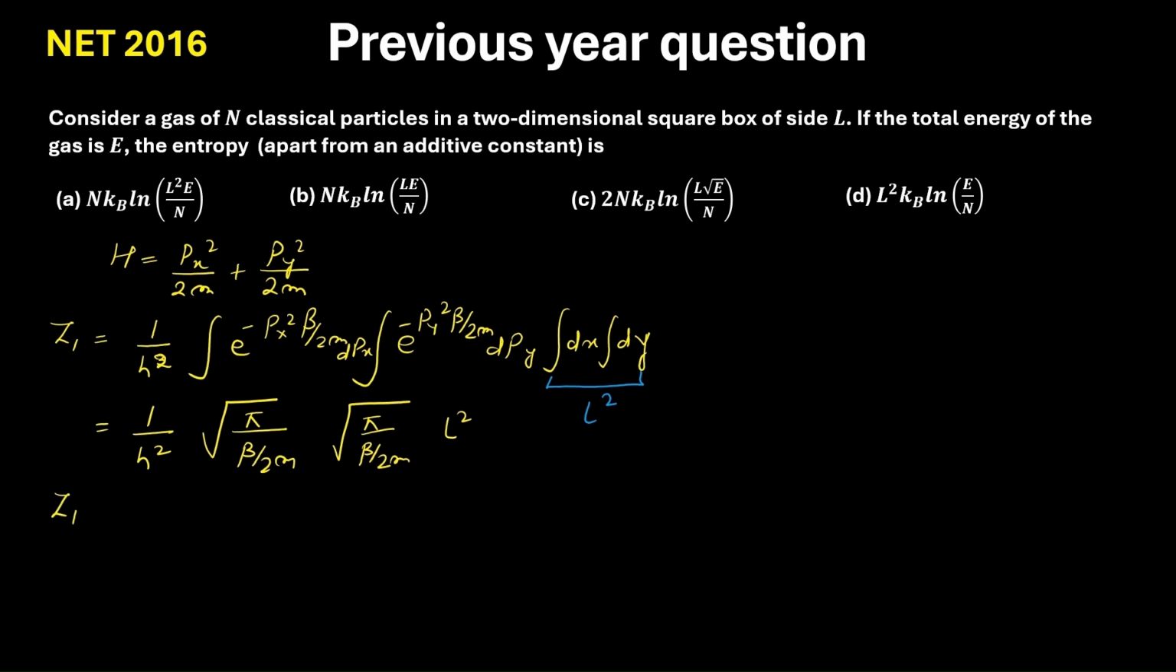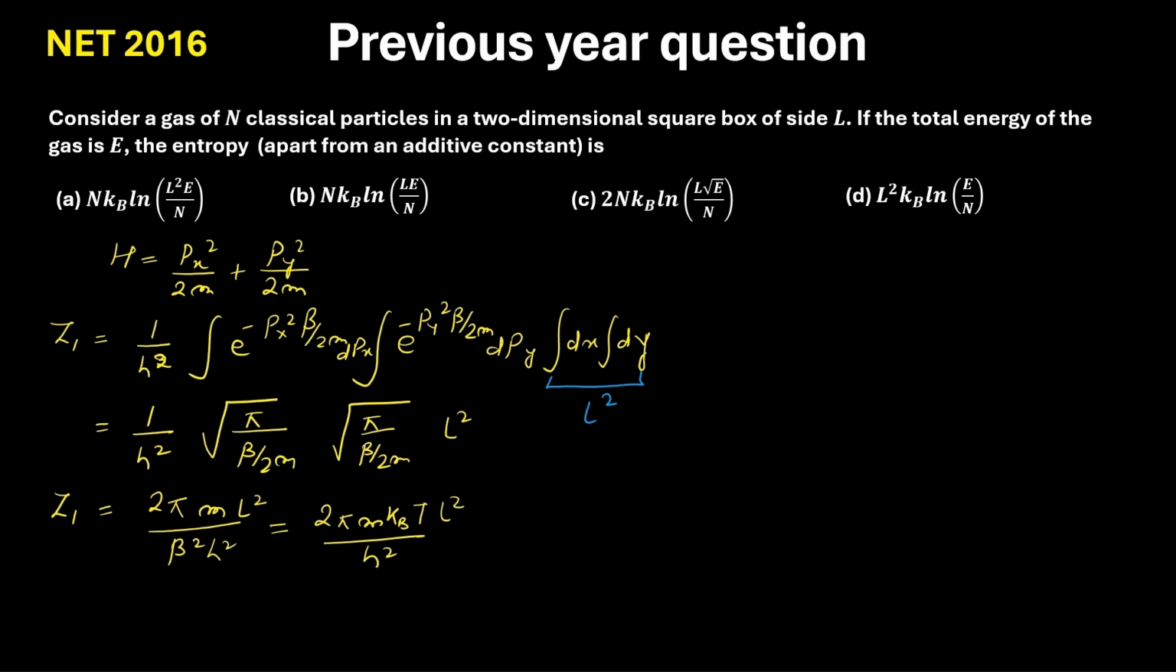So here I can write the final expression. It will be 2 pi m divided by beta square h square, L square. So this one I can write as 2 pi m kB T L square by h square. Now this is the partition function for the single particle.